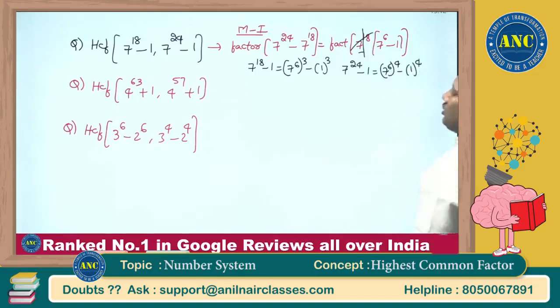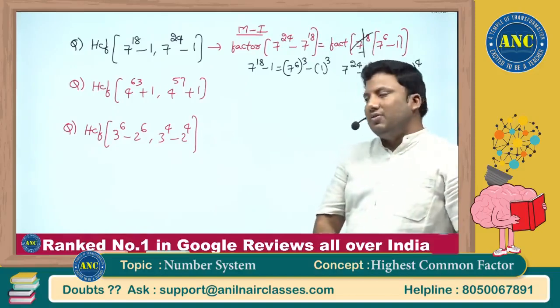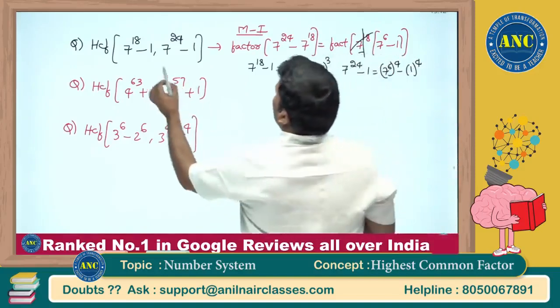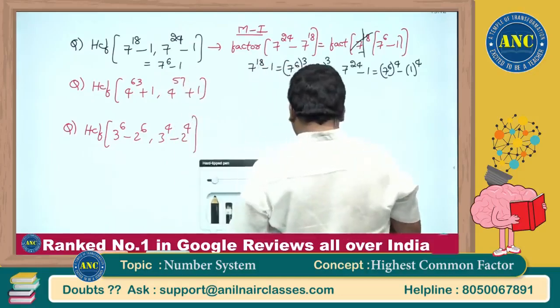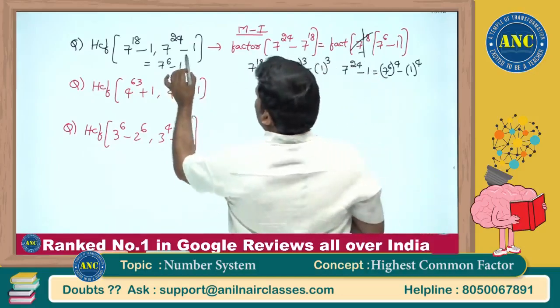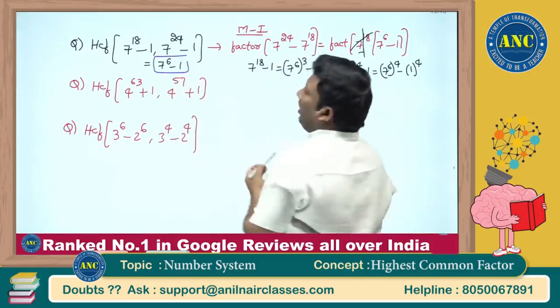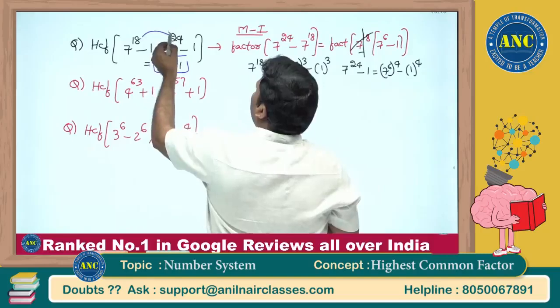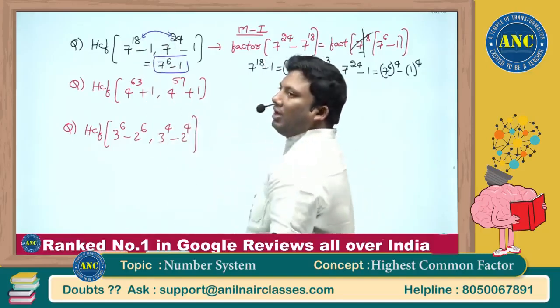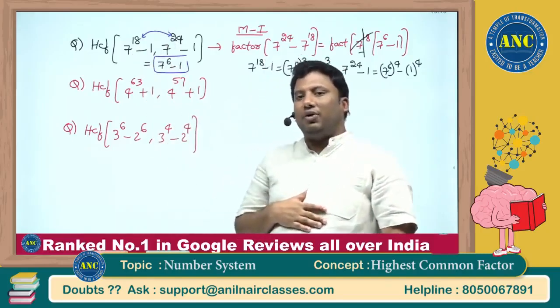A power n minus B power n is always divisible by A minus B. So the answer will be 7 power 6 minus 1, or you can take the HCF of 18 and 24. HCF of 18 and 24 is 6.